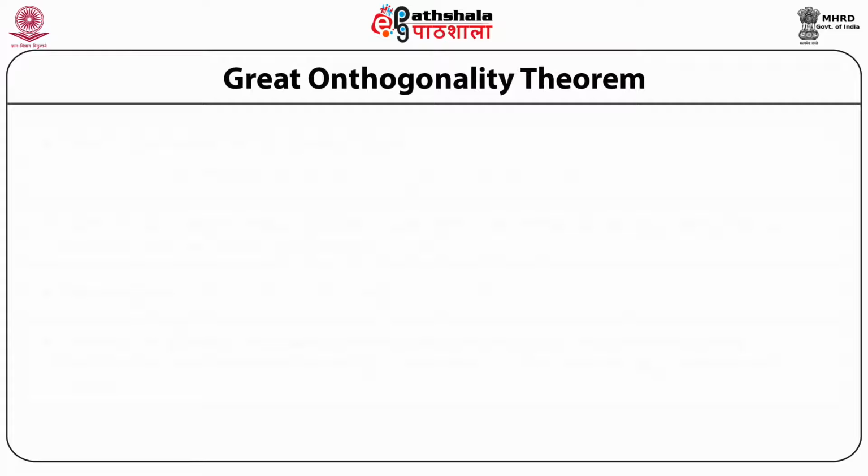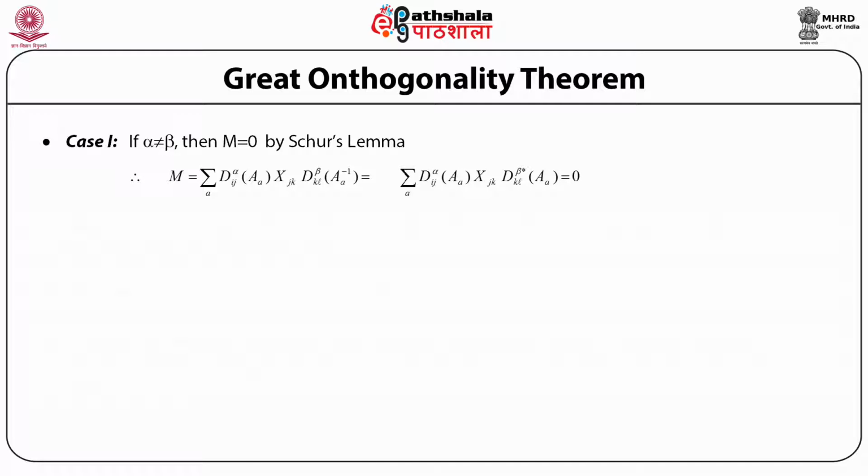Now let us consider the two cases separately. Case one is when alpha is not equal to beta, then the matrix M is equal to 0 by Schur's lemma. The matrix M is therefore given by the sum over all the group elements of D alpha ij(A) X times xjk into D beta kl(A inverse), which is equal to D alpha ij(A) xjk D beta star lk(A), because of the fact that the matrix D is a unitary matrix.